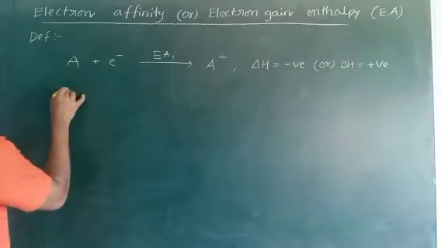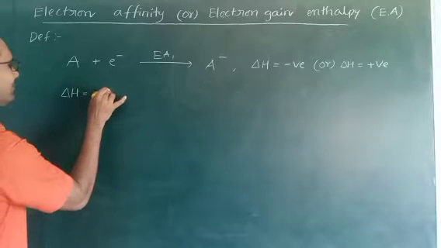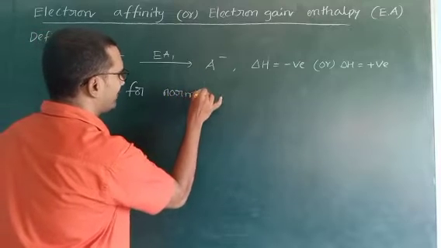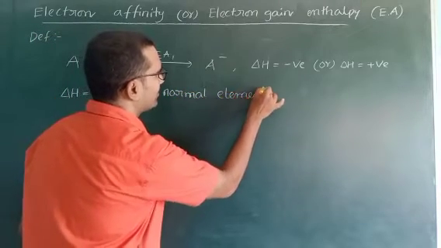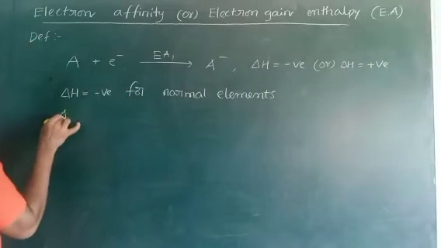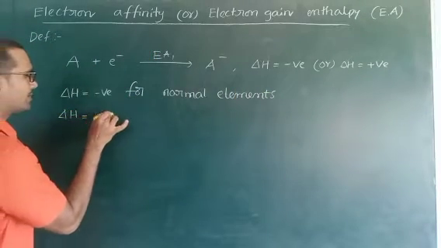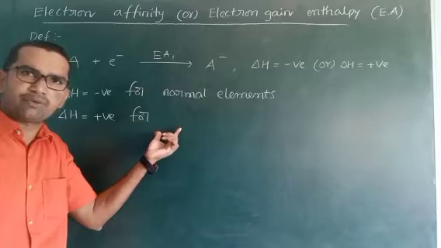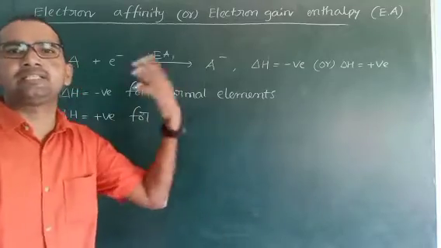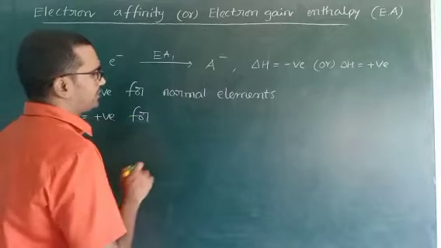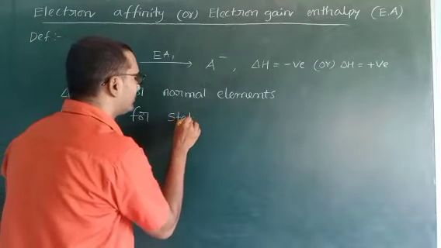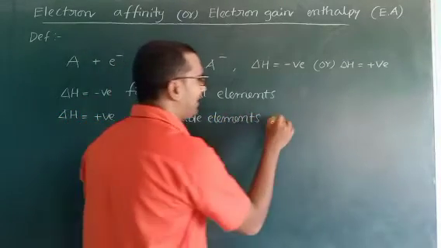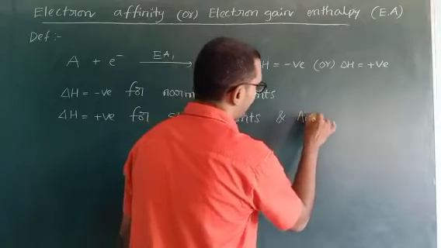See this. Delta H is equal to negative for normal elements or atoms. Okay, this is not a problem. See this example. Delta H is equal to positive for, this is very important, you must remember one exceptional case. Remaining is only energy is released. So delta H is positive for stable elements and anions.